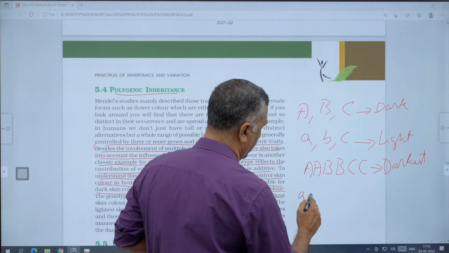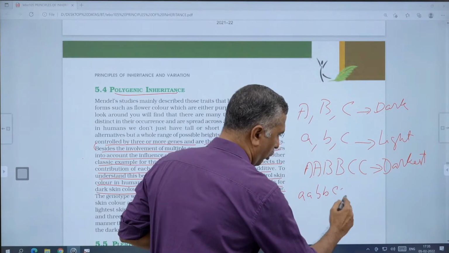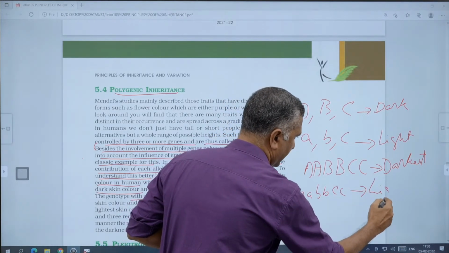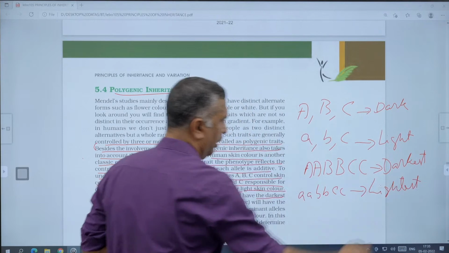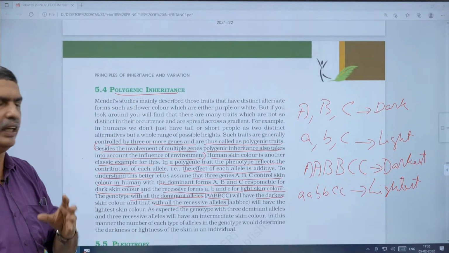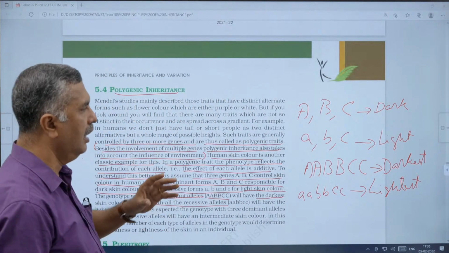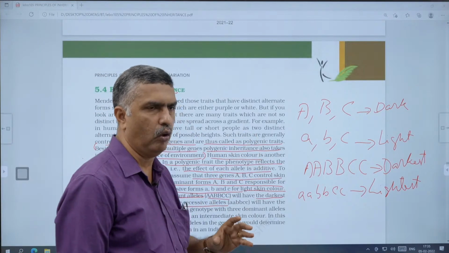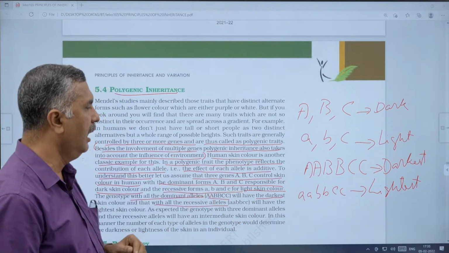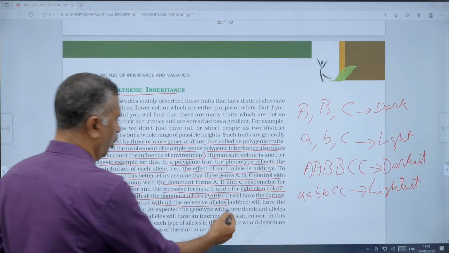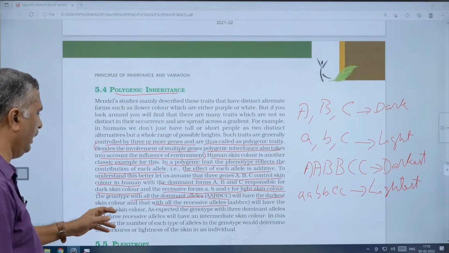And with all the recessive alleles, what does that mean? Small a, small a, small b, small b, small c, small c. That is the lightest skin color, extremely white. In a population, there are the darkest ones, extremely black, and the lightest ones, extremely light. Small a, small a, small b, small b, small c, small c will have the lightest skin color.